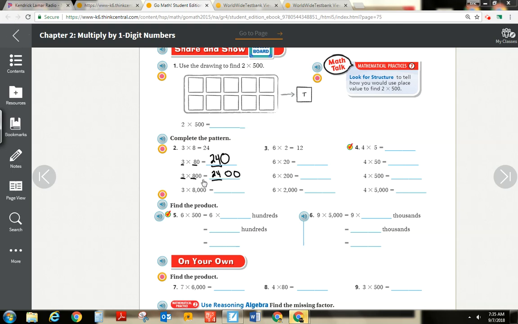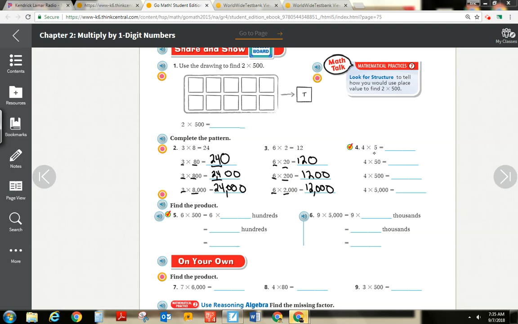3 times 800 is 2,400. You notice how I'm really showing that 3 times 8 is 24, and then I'm showing that hundreds. 3 times 8 is still 24, and always will be. And then there's 3 zeros. So 24,000. Number 3, 6 times 20. Oops. 6 times 2 is 12. 6 times 2 is 1,200. 6 times 2 is 12. And I got thousands here, right?